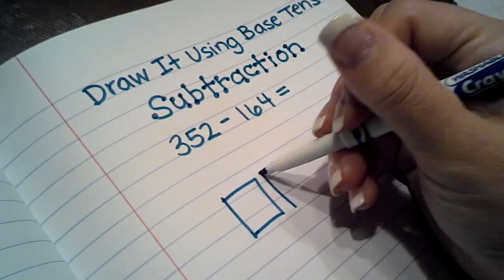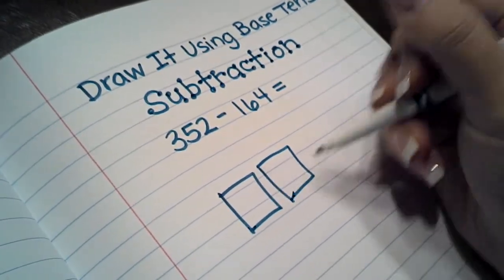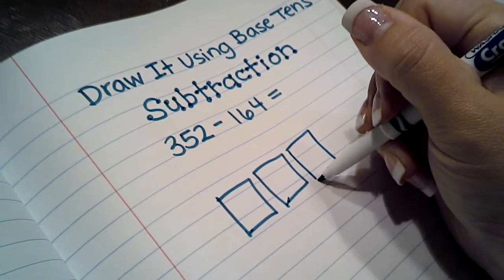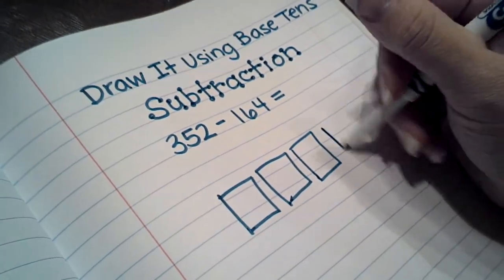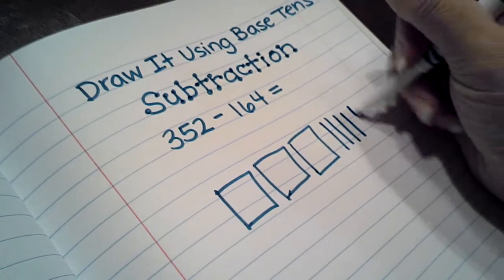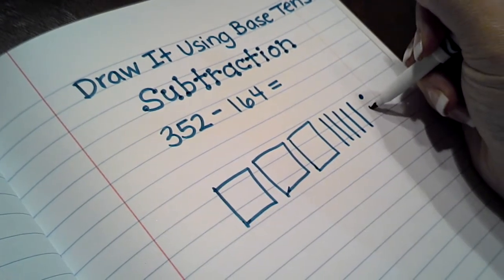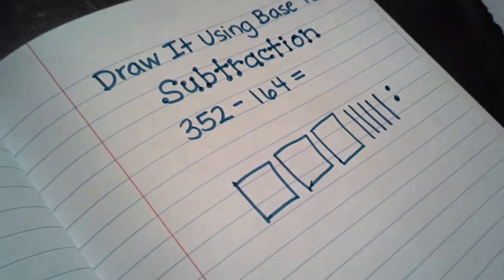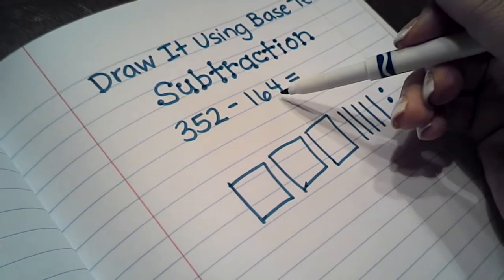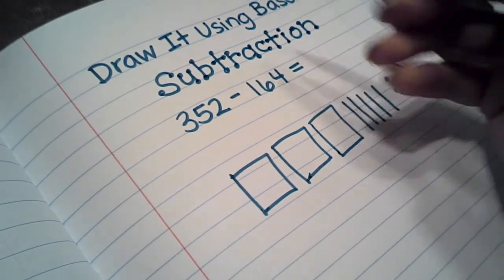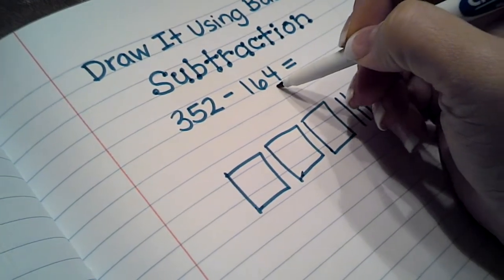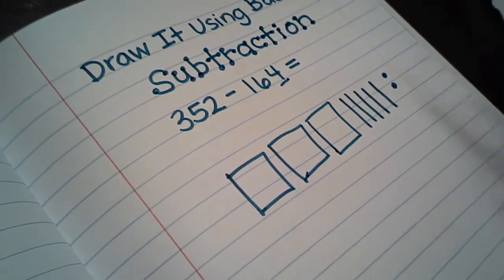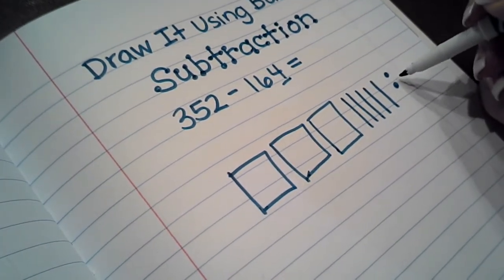with 3 flats for the 300, 5 longs, and 2 units. Okay, I'm not going to draw 164, I'm going to be crossing it out. So I'm going to start with the ones. 164 has 4 ones, so I would cross off 4 of the units.